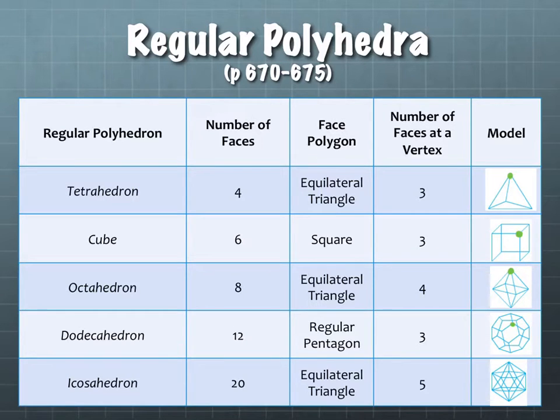And the last one is an icosahedron. An icosahedron has 20 faces, and they're all triangles. So you have 20 triangles, and at each vertex, we'll use the bottom one, you can see that there are 5 faces that are meeting at that same vertex. You may or may not be able to see that there are 5, but there are 5. Okay.